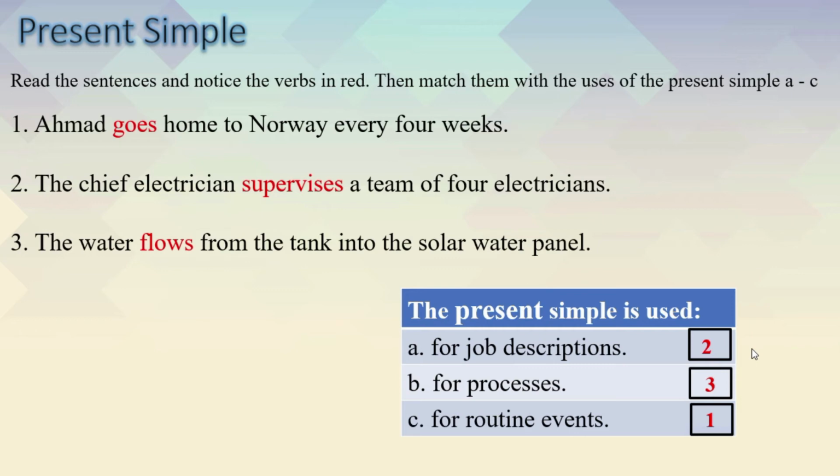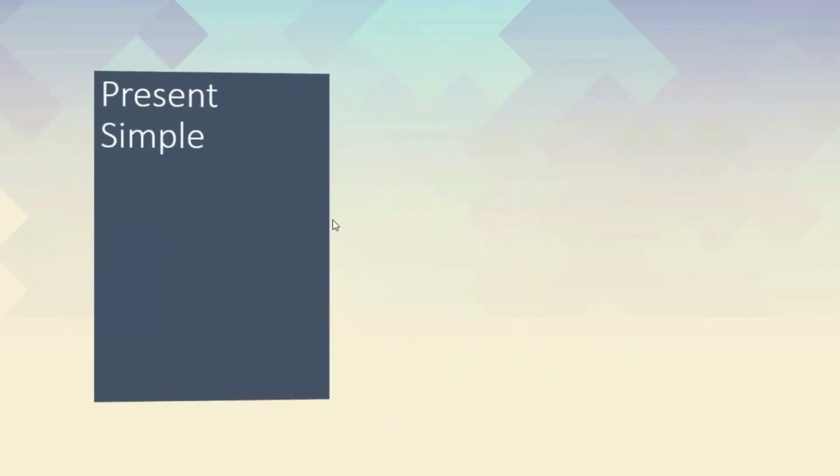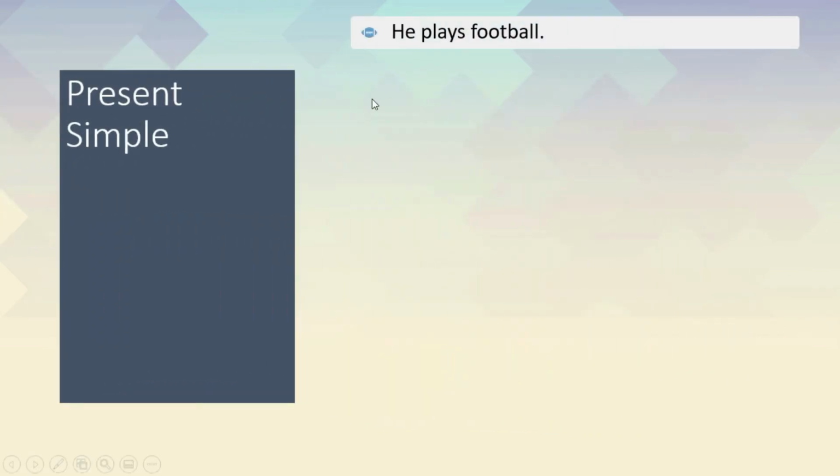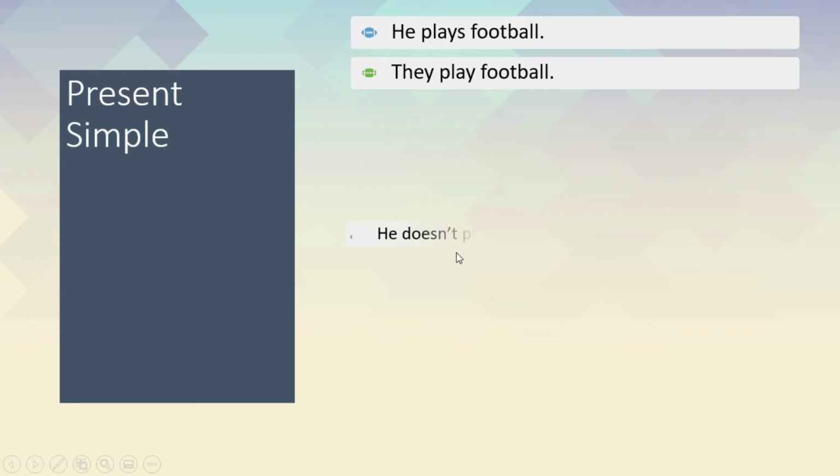Now let's look at the structure of the present simple. He plays football. They play football. These are positive sentences. Let's look at the negative. He doesn't play football. They don't play football.